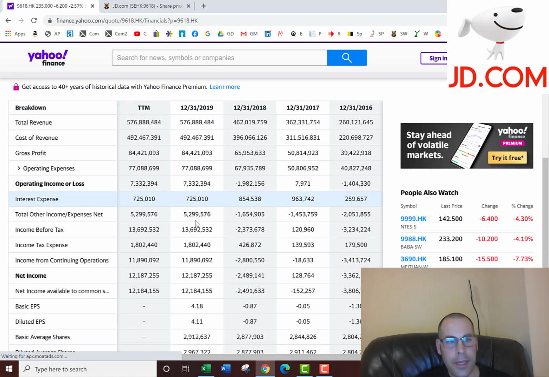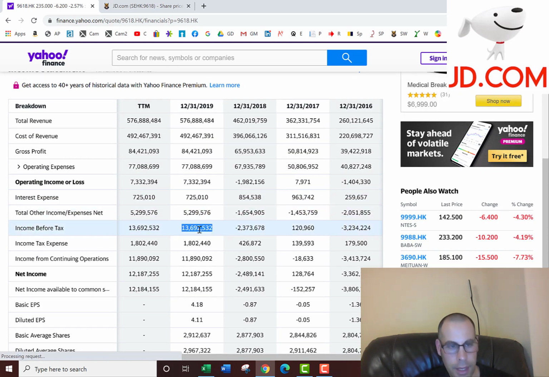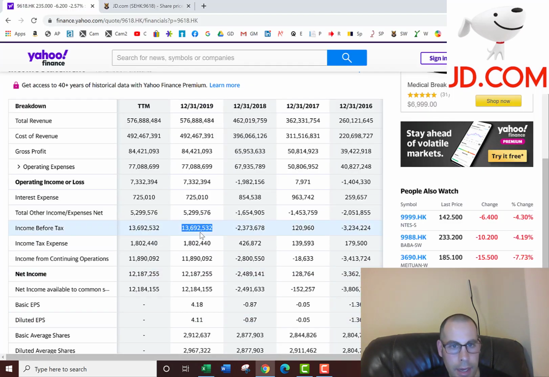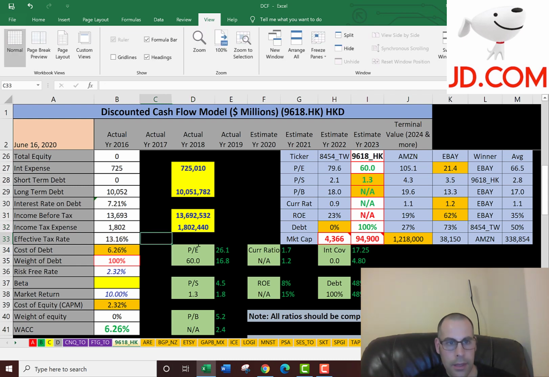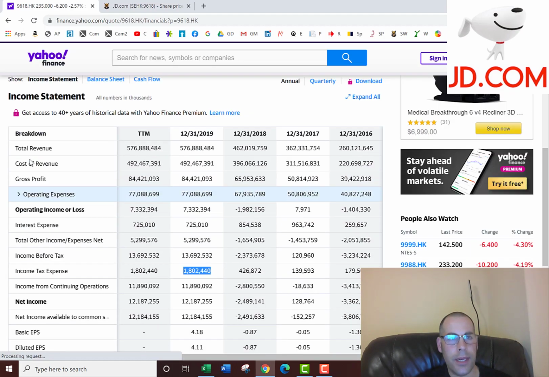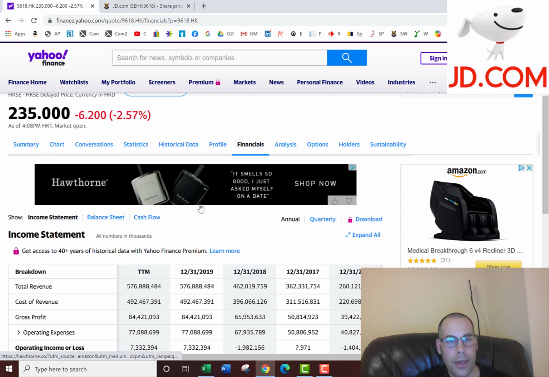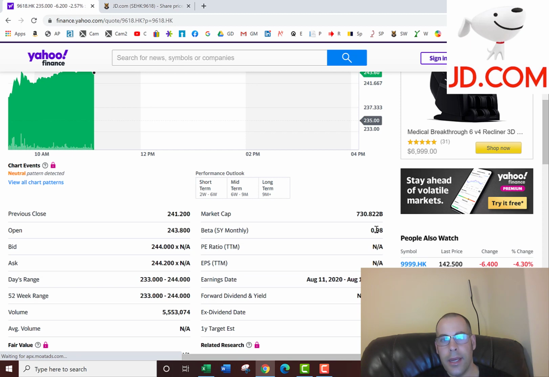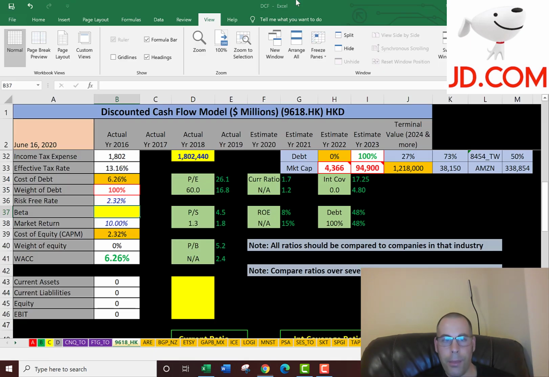Since interest payments are tax deductible, let's get their effective tax rate. $13 billion of income before tax, and then $1.8 billion of taxes. So the tax rate is 13%, so the cost of debt is 6.3%. To get the cost of equity, we need the beta. That's how much the stock moves relative to the entire market. And we could just easily get that from Yahoo Finance, 0.98. So their stock moves roughly with the market.